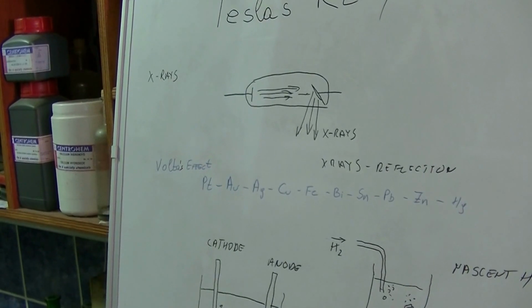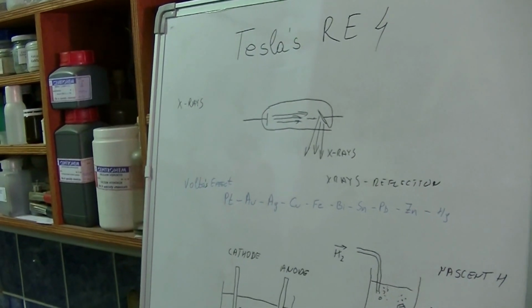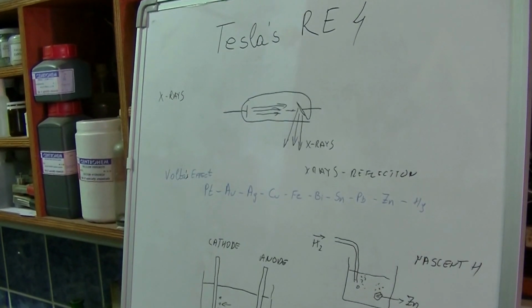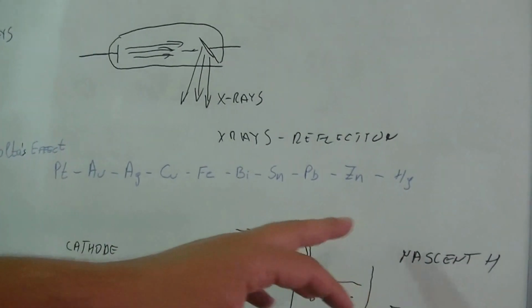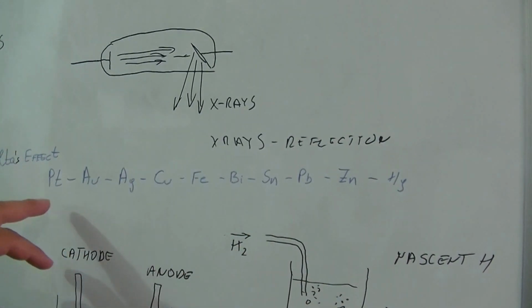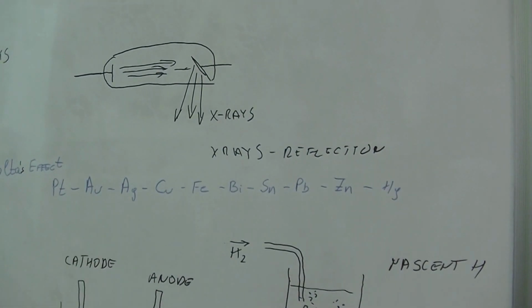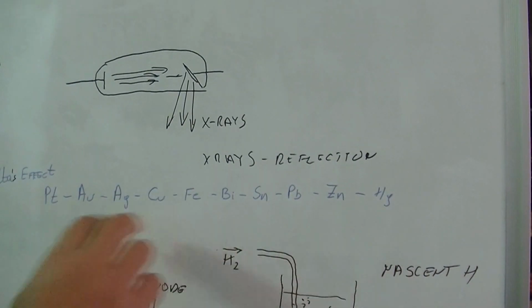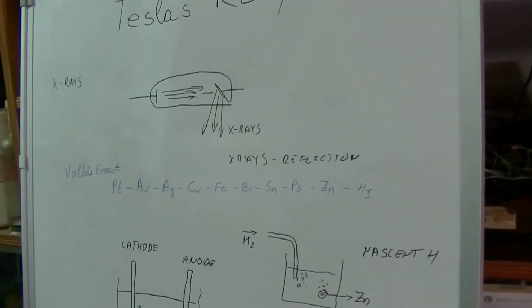He found, and he published the result, that the materials which reflect X-rays more than others are in the same line of elements, metals, as in Volta's effect. Which means that a material on the right side will reflect much better than a material on the left side. And he said that it must be something, because it's identical.